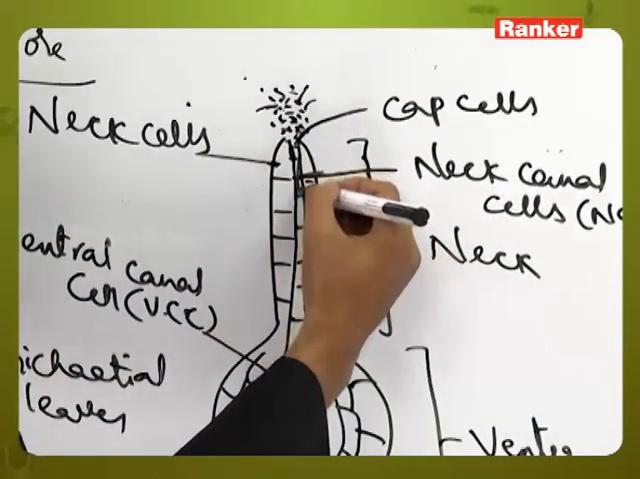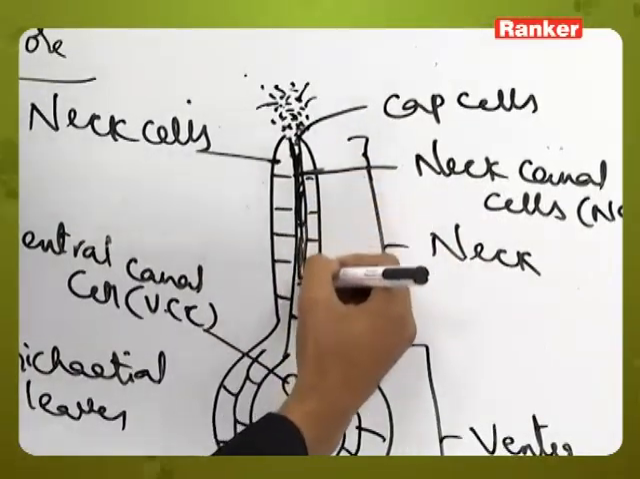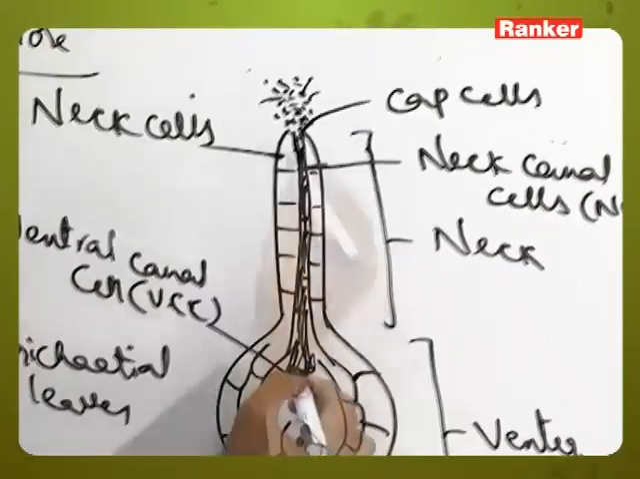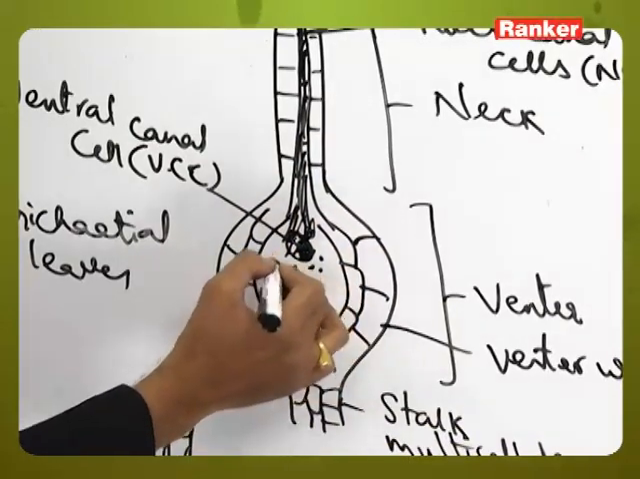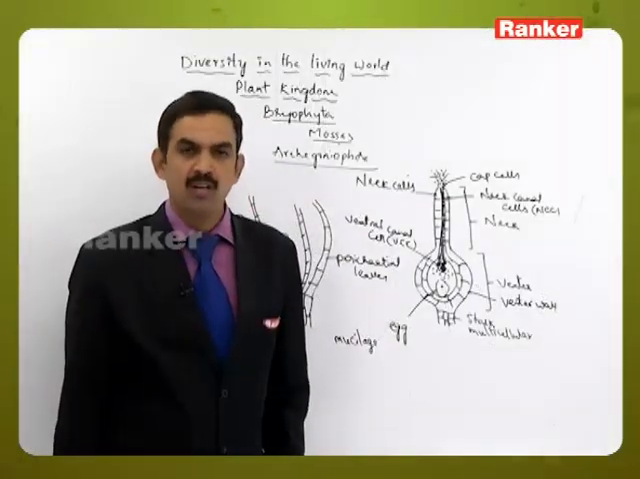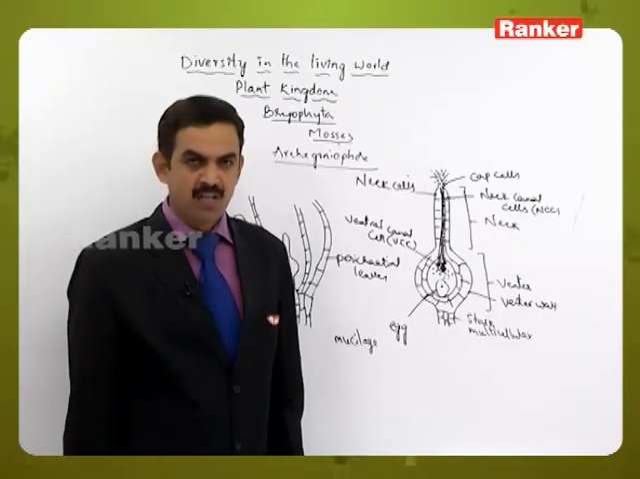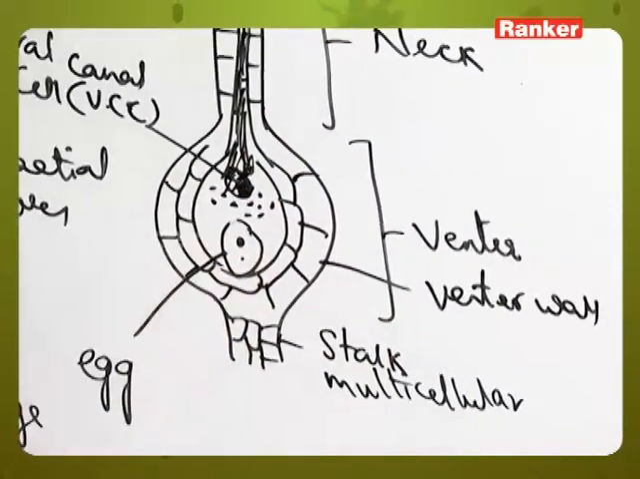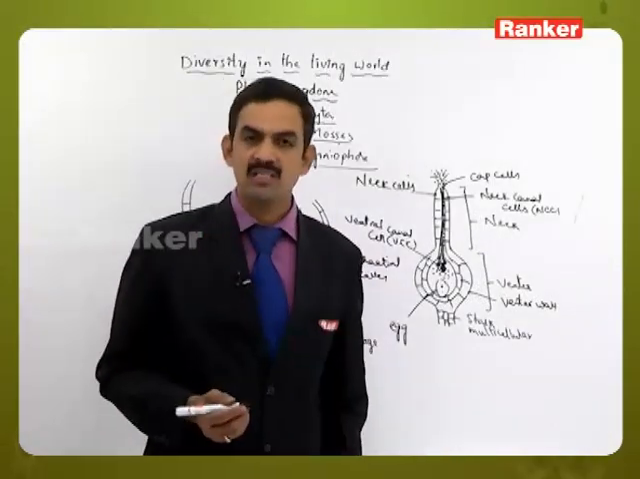When it dries up, this entire mucilage will go inside, and in the meantime, along with that mucilage, the spermatozoids will also enter into the venter of the archegonium. Many spermatozoids will enter, but out of all the spermatozoids, only one of the spermatozoa will fuse with the egg cell to form the zygote.